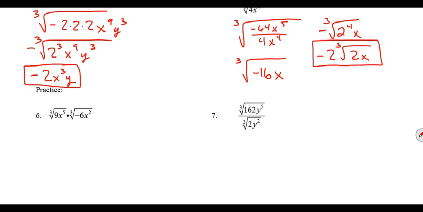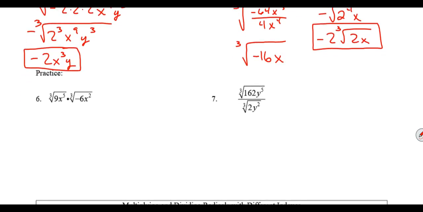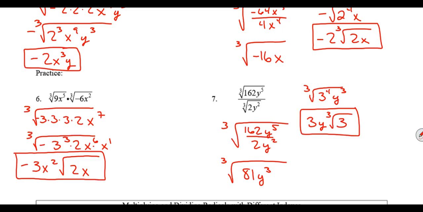But again, sometimes I think with numbers, it's easier to make them smaller first before you make them bigger. All right? So pause the video and try number 6 and try number 7. Okay, so here's our solutions for number 6 and number 7. So check those out. See if you have any questions about those.